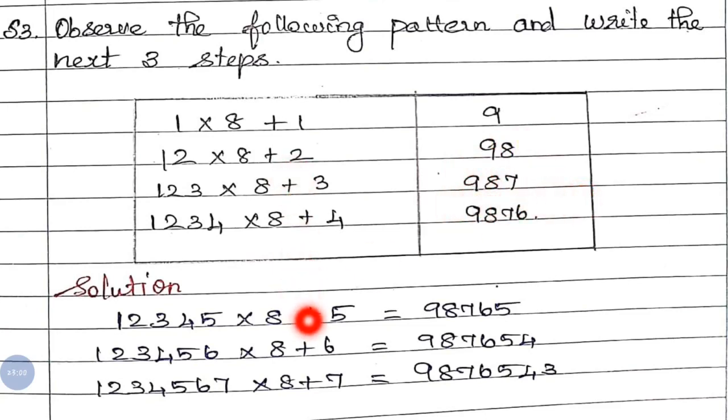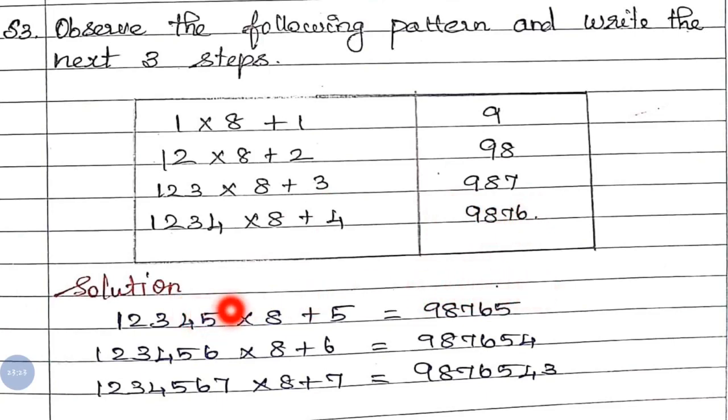So shall we write the next 3 steps? Here it stopped at 1, 2, 3, 4. So the next number will be 1, 2, 3, 4, 5. 8 will not be changed, so the same 8 you have to write. Then after 4, what do you have to write? 5. And in the same way, here 9876 they have given, so the next number will be 98765.